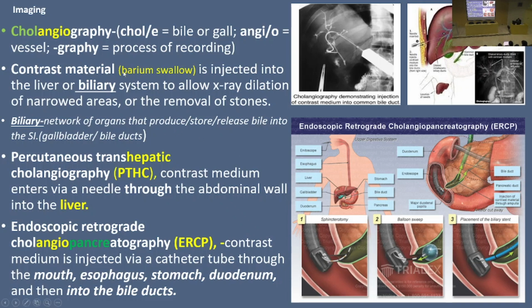This word here, your barium swallow, comes up a lot. Okay, you will need to know what a barium swallow is. It's on your exam. It's on your quizzes as well. So that is the contrast material. So that's injected into your veins and then it's traced through your biliary system. Biliary obviously means anything that produces, stores, or releases bile. It didn't explain that in your module, what the biliary system is.